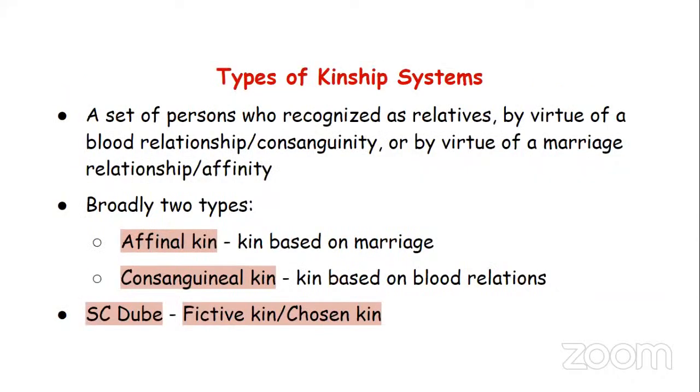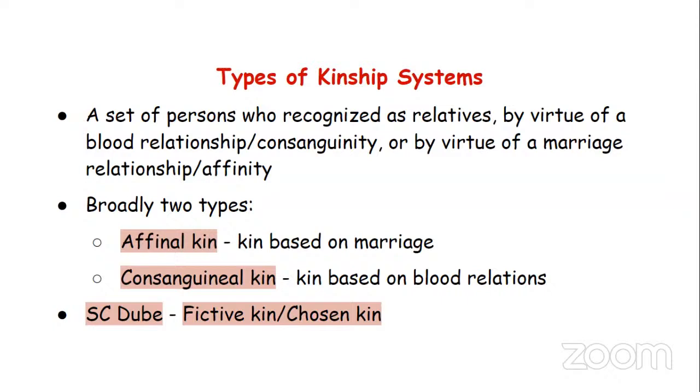Okay. Then now let's move to the next concept, which is types of kinship systems. Yesterday we already discussed consanguineal kin, affinal kin and all that. But today we will be discussing this from an Indian point of view, the types of kinship systems prevalent in Indian society. We already know the definition of kinship, but let's look at it once again. Kinship means a set of persons who are recognized as relatives by virtue of a blood relationship, or consanguinity, or by virtue of a marriage relationship, or affinity. This is the most basic description of kinship systems.